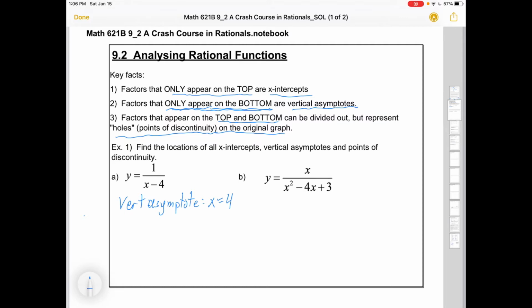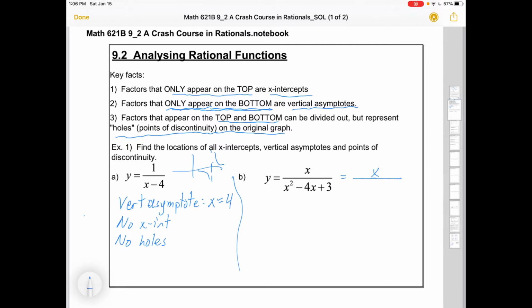Okay. Nothing made the top 0, so that means that there is no x-intercept on this curve. And nothing makes both the top and bottom 0, so there are no holes or points of discontinuity. And that makes sense. If we thought about this graph, it's basically a butterfly moved over. Yeah, it's got a vertical asymptote. All right, the next one.